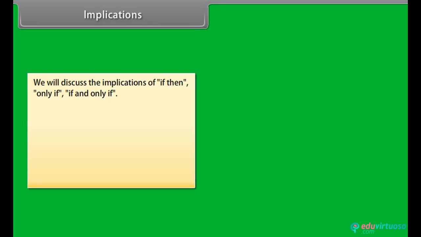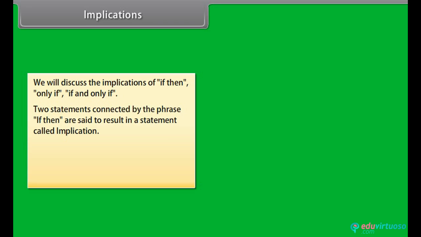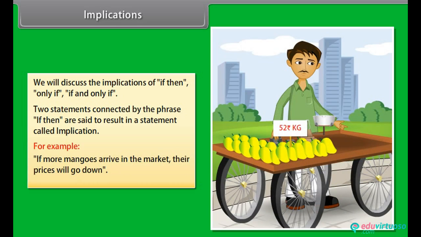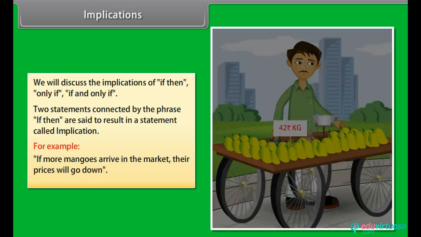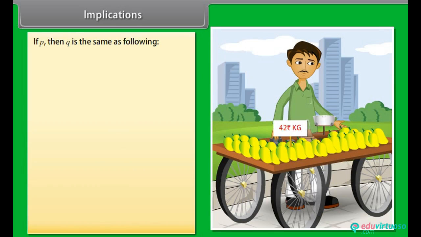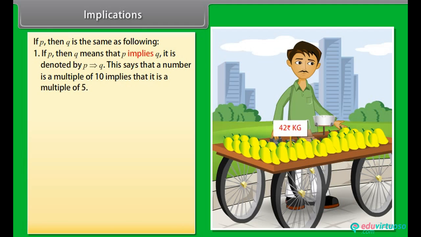Implications. We will discuss the implications of if-then, only if, and if and only if. Two statements connected by the phrase if-then are said to result in a statement called an implication. For example, if more mangoes arrive in the market, their prices will go down. If P, then Q is the same as the following. If P, then Q means that P implies Q. It is denoted by P implies Q.